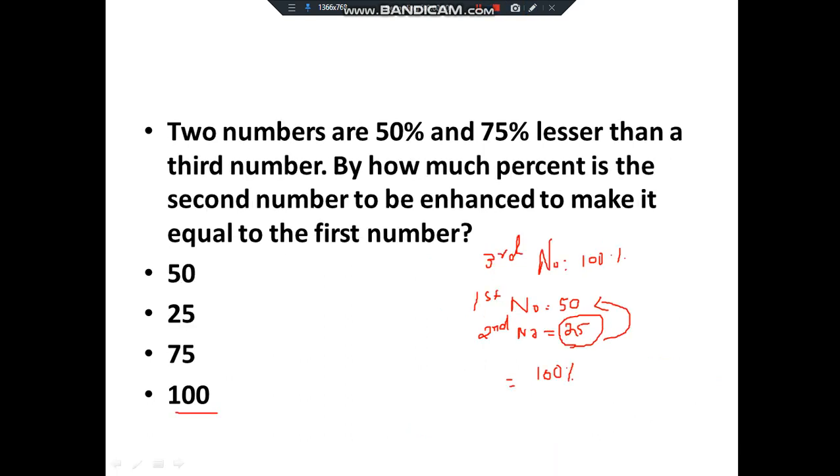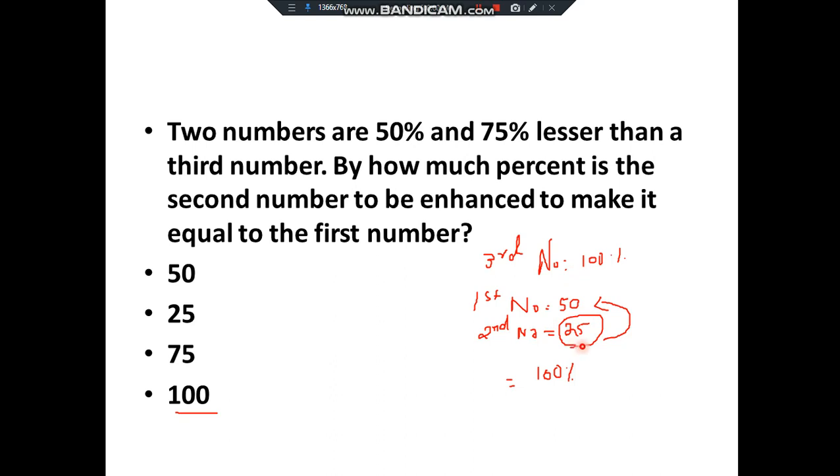Next question. Two numbers are 50% and 75% lesser than a third number. By how much percentage is the second number to be enhanced to make it equal to the first number? See, we don't know the first number, second number and third number. Since we have no connection with the third number, no percentage given, just keep the third number as 100. So 50% of 100 is 50, right? So the first number is 50. And 75% of 100 is 75, so the second number is 25.